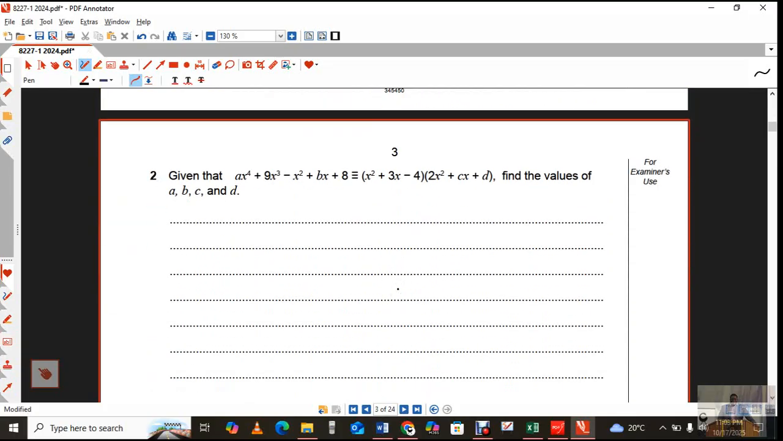It says, given that ax to the power 4 plus 9x cubed minus x squared plus bx plus 8 is identical to all that stuff that is there, find the values of a, b, c, and d. All right, so what I'm going to do is work on the right hand side.